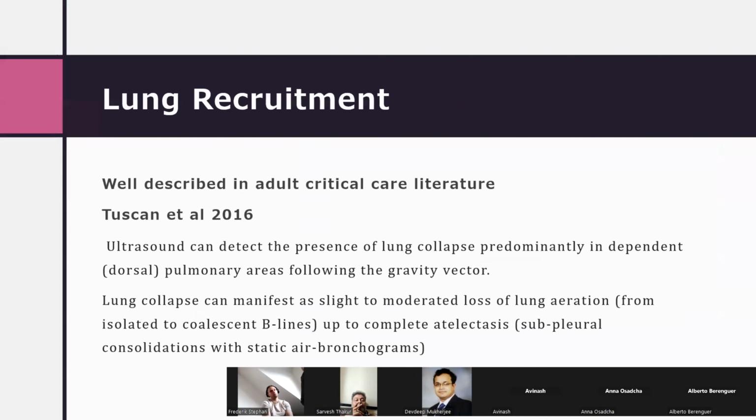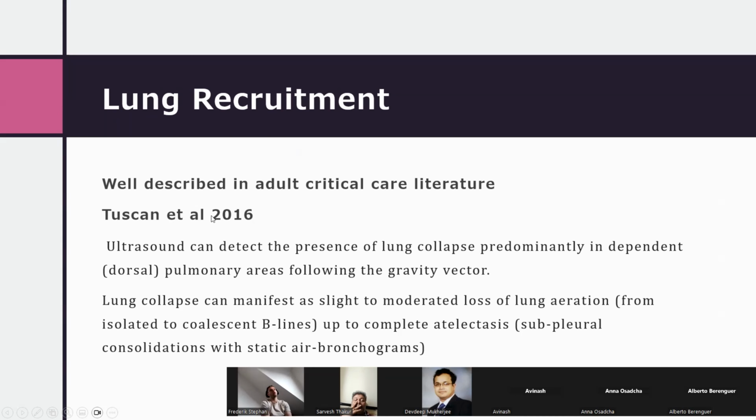But what I would say is when we talk about lung recruitment, in the next half an hour, we're going to talk a little bit about where the literature comes from, how we want to use it in neonates, but more importantly, working on a structured protocol that's safe, that's described in the literature. A lot of the work has really been done in adults, and there's a paper by Tuscan et al., which basically looks at use of lung ultrasound to recruit, I would say, dependent areas of pulmonary collapse and consolidation.